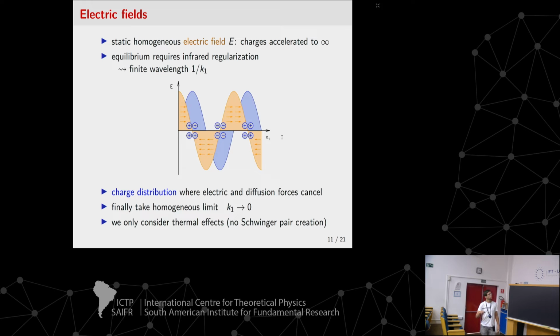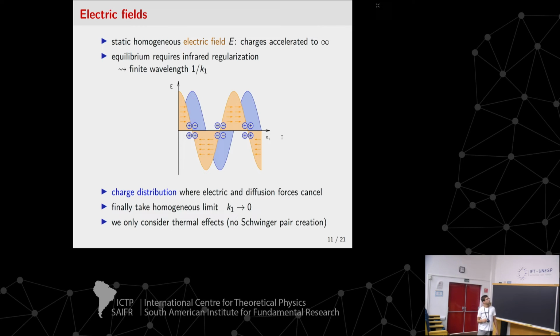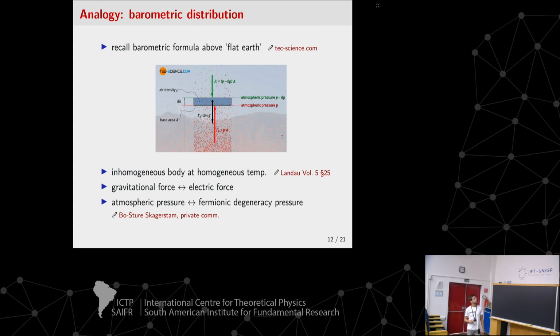A note of caution. In this talk, I'm going to discuss only thermal effects, not the Schwinger pair creation. In other words, I'm only looking at the real part of the free energy, of the effective action, not the imaginary part. So these charges here are not coming from decay of the vacuum, but they come from thermal fluctuations. They are the charges that are anyway there at finite temperature. And they are separated by the electric field. So remember, k1 has to go to 0. Okay? It's going to be important.